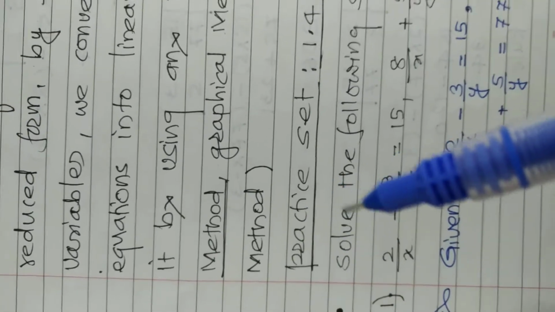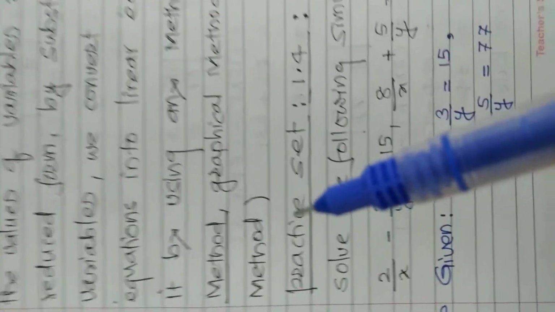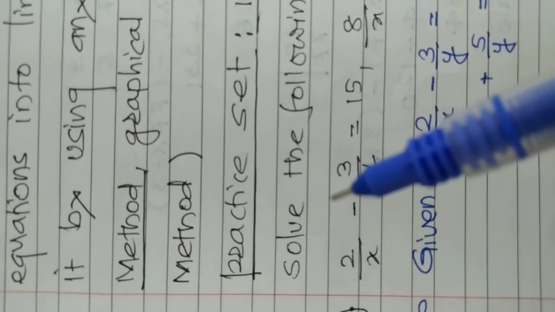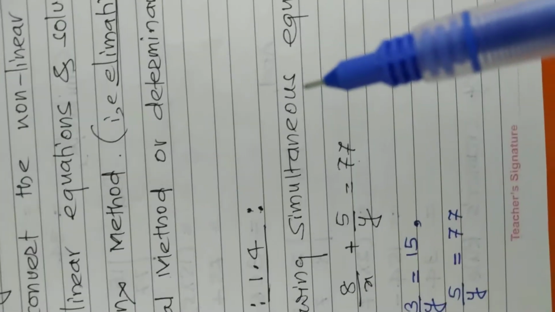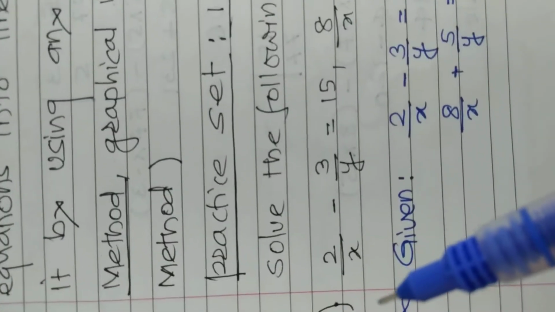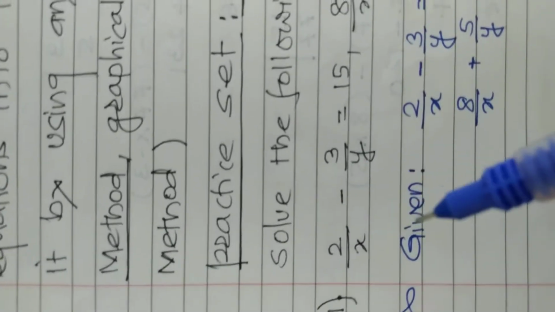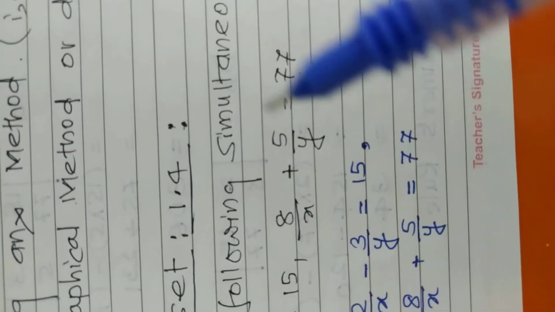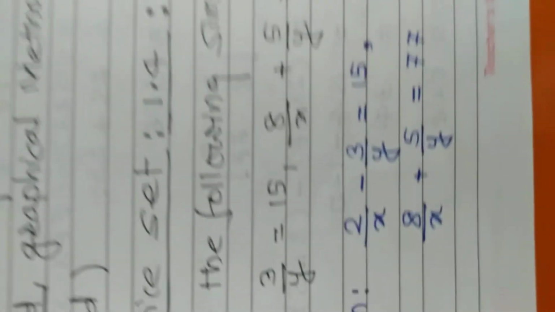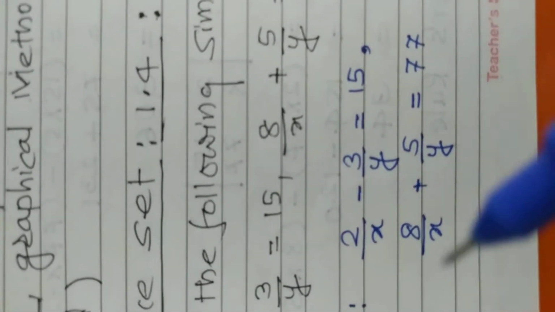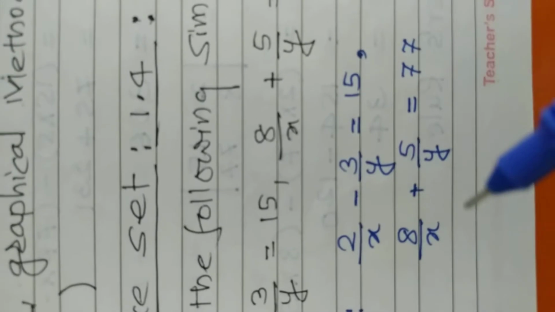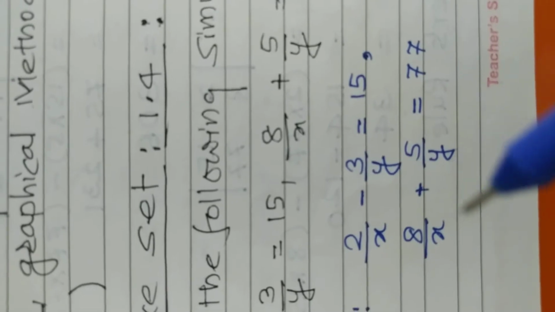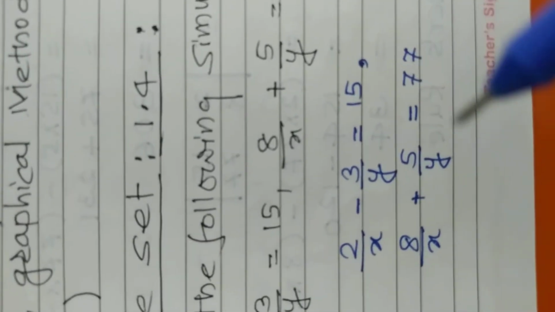So as far as those equations are concerned, we have to consider the next exercise, that means practice set 1.4. So be careful about the calculations. Solve the following simultaneous equations. First one: 2 upon x minus 3 upon y equals 15, and 8 upon x plus 5 upon y equals 77. Some similarity is there between these two. Look into that: 2 upon x, 8 upon x, minus 3 upon y, 5 upon y. That means 1 upon x and 1 upon y are common between these two.